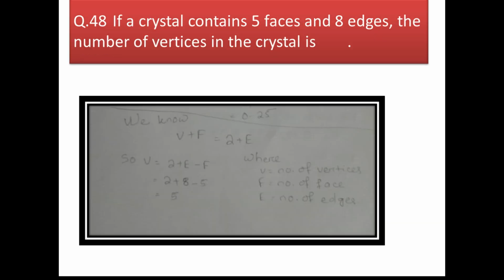Okay. Next question. If a crystal contains 5 faces and 8 edges, then the number of vertices in the crystal is. Now we have the Euler's formula, that is V plus F equal to 2 plus E, where V is the number of vertices, F is the number of faces, E is the number of edges, and if you put the values of all of these, then you will get the number of vertices to be 5.